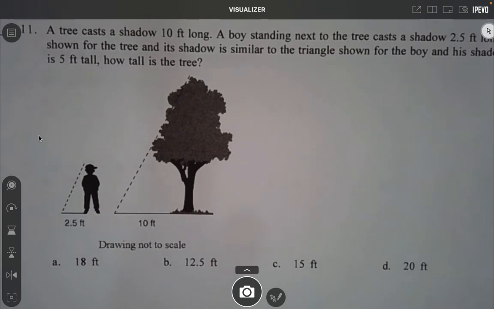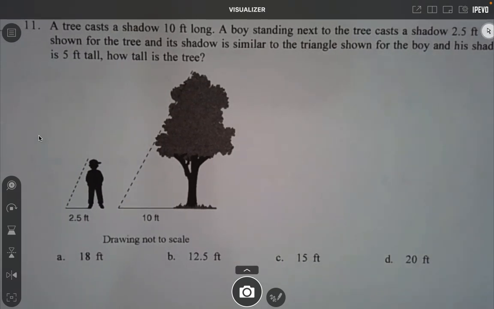So it says that a tree casts a shadow 10 feet. Shows me that picture. And then a boy standing next to the tree casts a shadow that's 2.5 feet. I can't see what it says. It says if the boy is 5 feet tall. So let me write that right here. The boy is 5 feet tall. How tall is the tree? Is everybody good with that? I don't know it, so I'll put X.